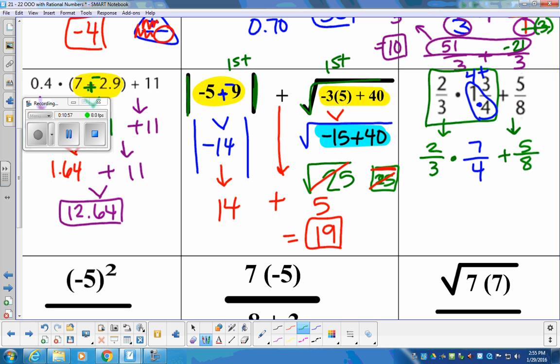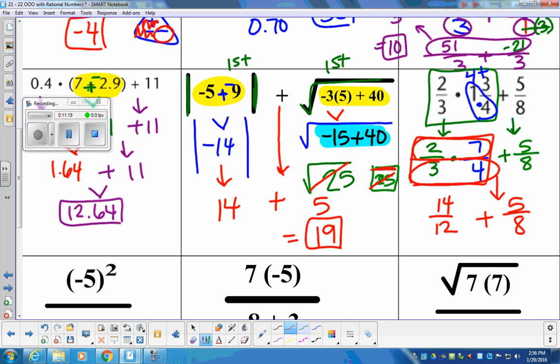I meant to say 2/3 times 7/4 plus 5/8. I'm not sure if I said the right operation there, but you can see the sign. Multiplication happens first. You can take a shortcut there if you want. I'm going to take the long road. When we multiply tops, which is 14. We do not have to find a common denominator when we multiply. We multiply bottoms, which is 12. If I haven't used it, I drag it down. So I end up with 14 over 12 plus 5 over 8.